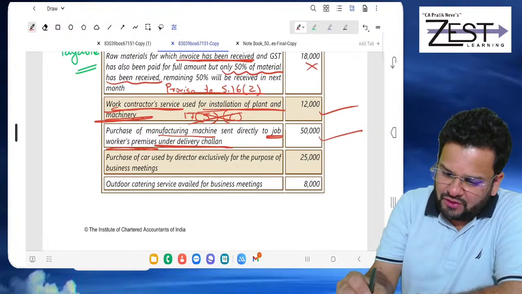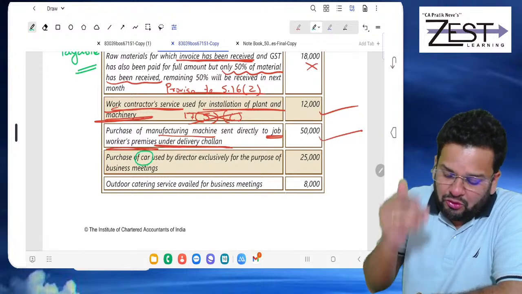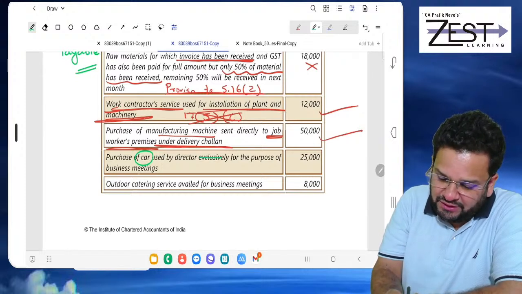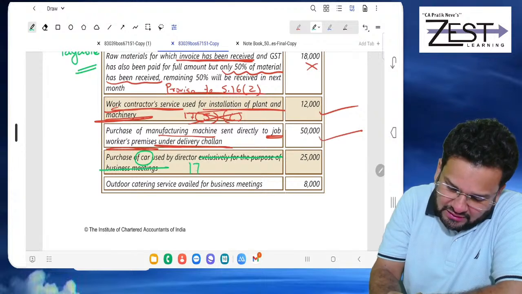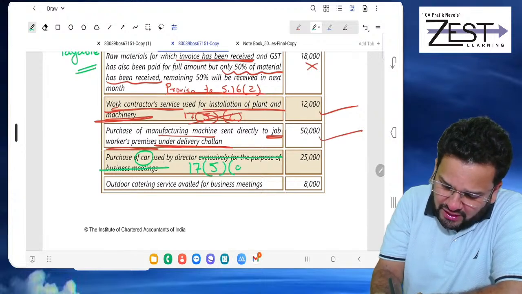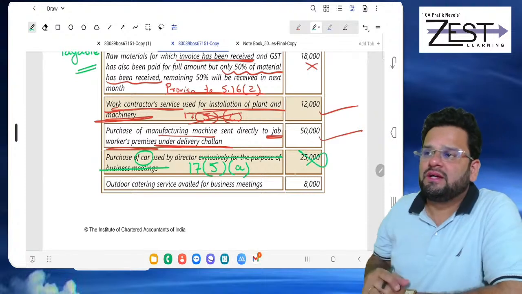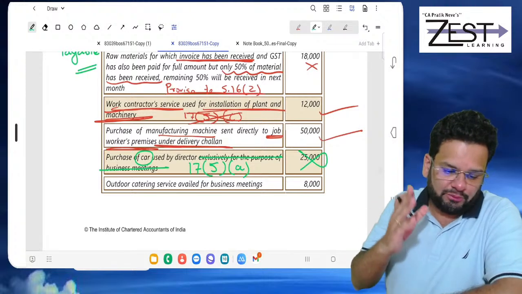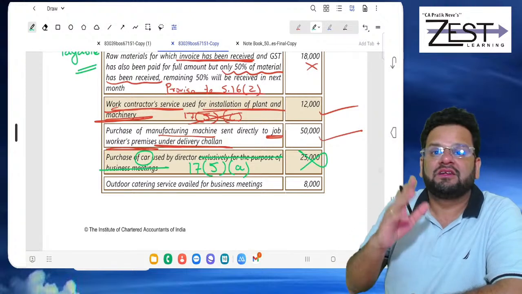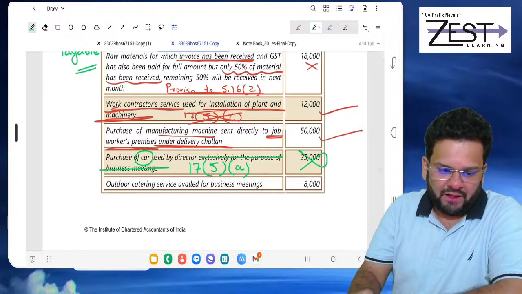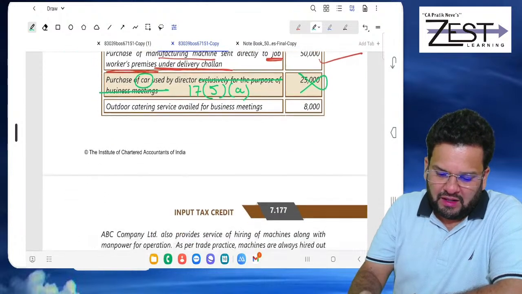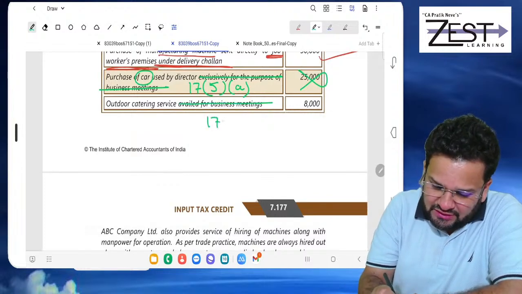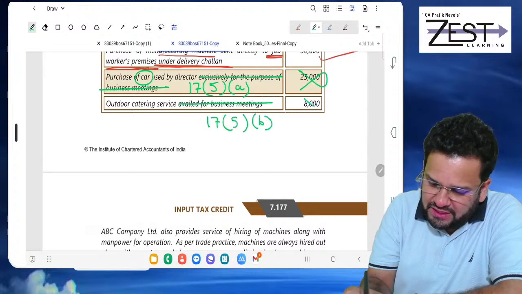Next, purchase of a car. We are talking about a motor car, exclusively used for the purpose of business meetings. This doesn't matter. ITC is blocked as per 17(5)(a), because ITC is blocked on motor vehicles used for transportation of passengers where the approved seating capacity is not exceeding 13. Did you get the point? Outdoor catering service availed for business meetings, doesn't matter. ITC is blocked as per 17(5)(b).